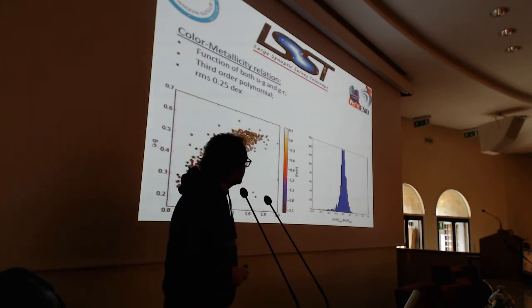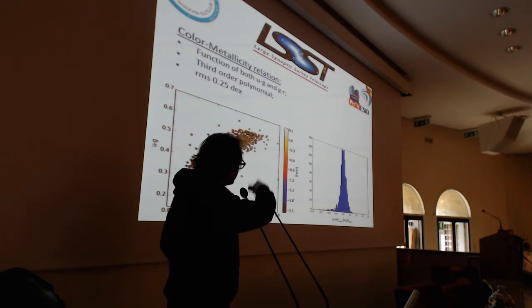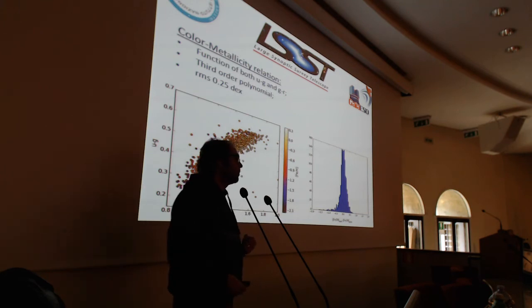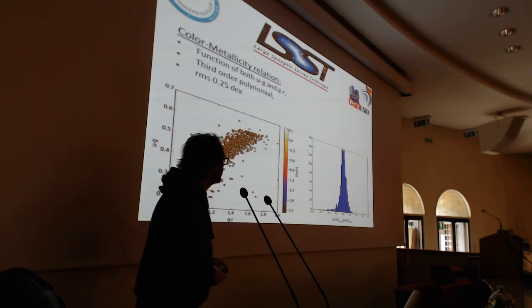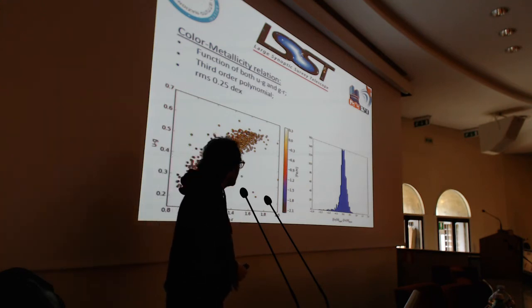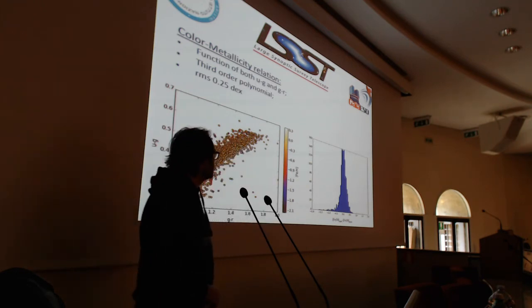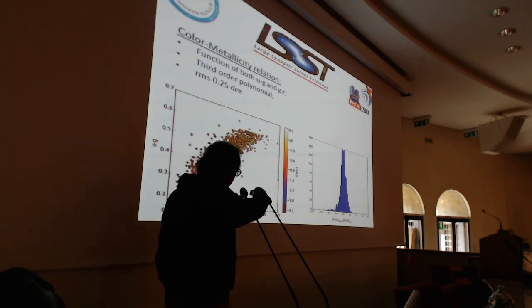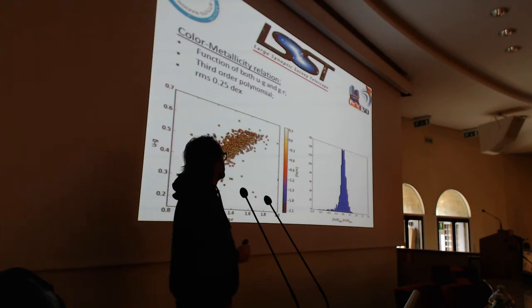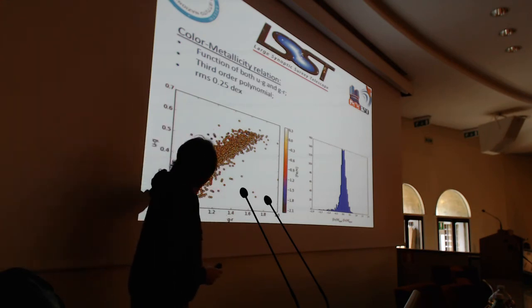In the plot on the right, I show the distribution of the residuals between the spectroscopic metallicities and the metallicities derived from this relation that we calculated with this fit, and the distribution is not completely symmetric because there are some problems for the very metal-poor stars, which are clearly very peculiar around this area of the plot.